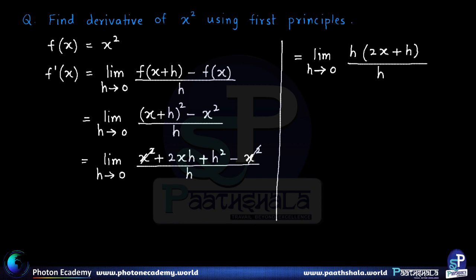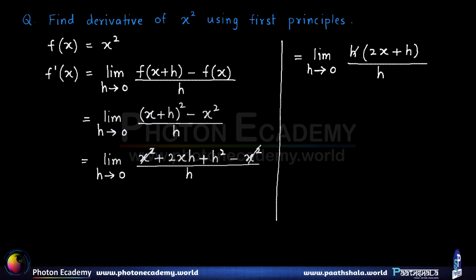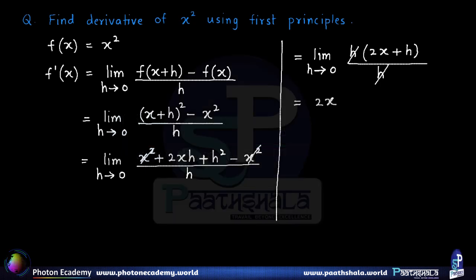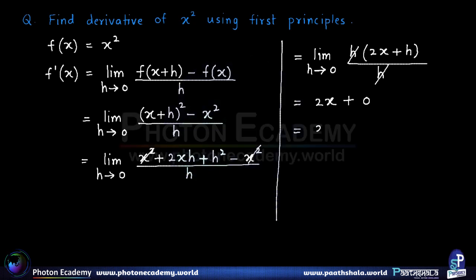Now we know that since h tends to 0, h has not become 0 yet. Since h is not 0, we are allowed to cancel h here, and we are left with finding the limit of 2x plus h, which is a simple polynomial. That is nothing but 2x, because x can be thought of as a constant from the perspective of h, since h is the variable of the limit, and 2x plus 0 gives us the final answer as 2x. So the derivative of x square turns out to be 2x.